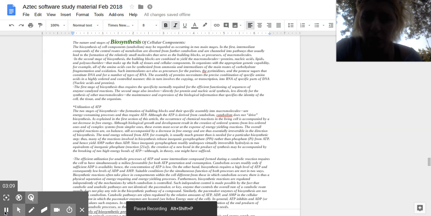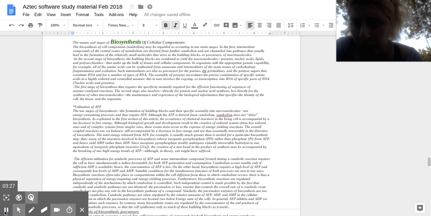So the nature and stages of biosynthesis of cellular components. The biosynthesis of cell components, or anabolism, may be regarded as occurring in two main stages. In the first, intermediate compounds of the central routes of metabolism are diverted from further catabolism and are channeled into pathways that usually lead to the formation of the relatively small molecules that serve as the building blocks or the precursors of macromolecules.